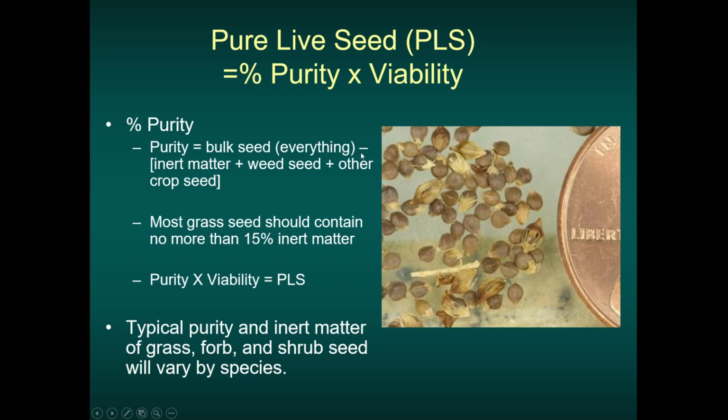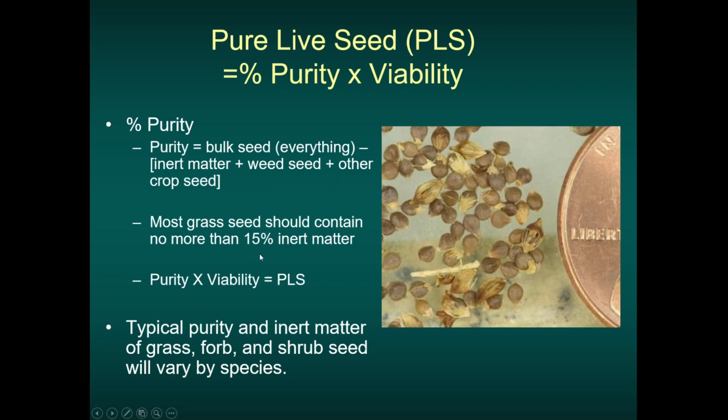So first thing we're going to do is look at percent purity. This is the weight of all of the seed minus inert matter and weeds and other crop seed and anything that isn't a good seed. So that's our purity percentage.